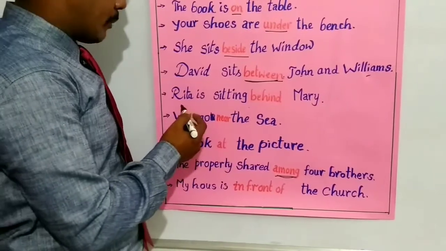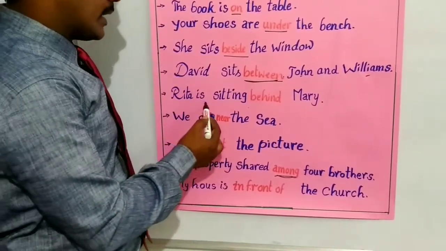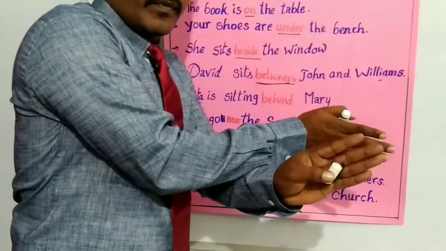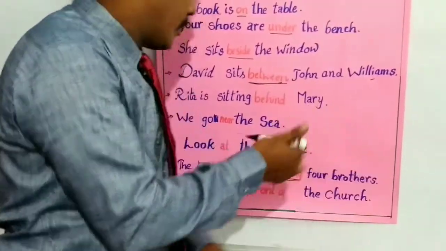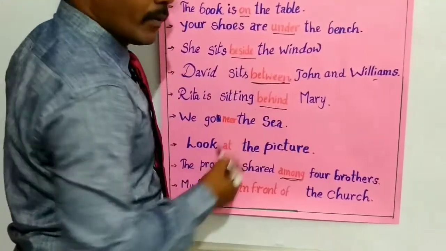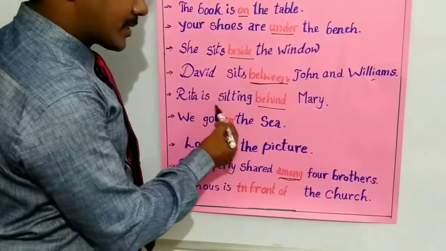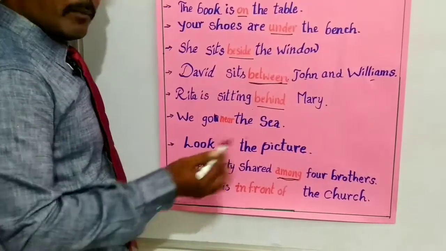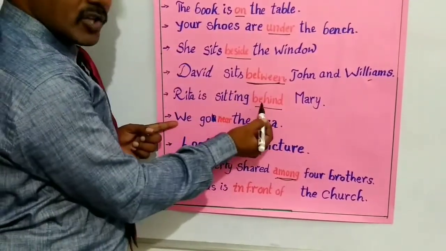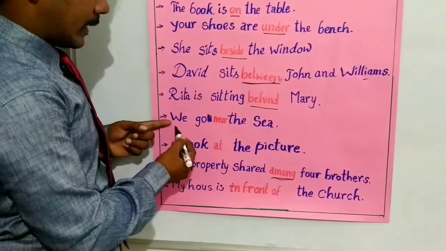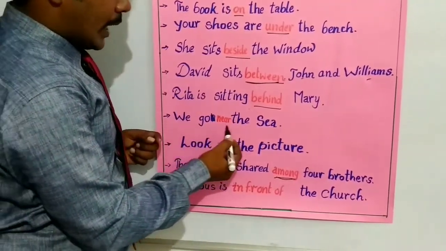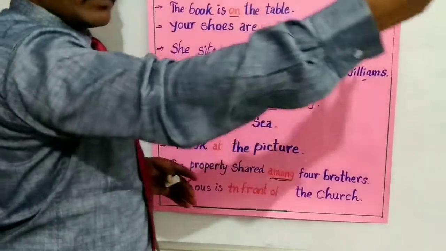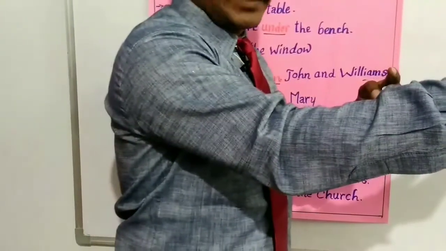And next, another example here. Rita is sitting behind Mary. So behind means the backside of. So Rita is sitting behind Mary. Okay, behind, the preposition here is behind. And next we go for another example. We go near the sea. Near means it is close to the sea.